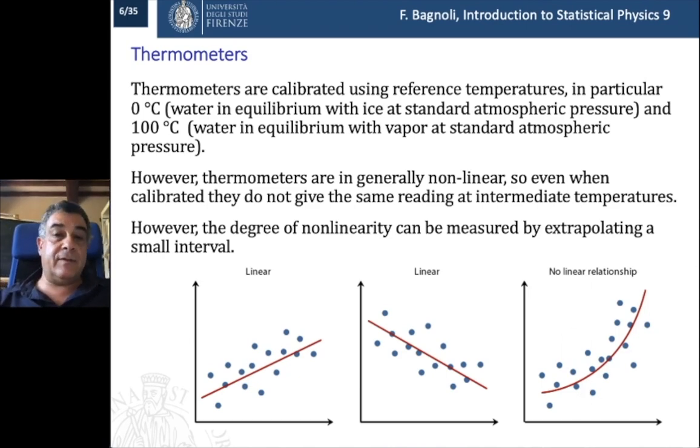This means that even though you have calibrated the thermometer at certain temperatures, in the middle you don't have the same reading. Clearly, you can detect the nonlinearity of a thermometer because if you put it in, for instance, mixed water, you can have an intermediate temperature, and you see that it is not linear, or by extrapolating the relationship linearly, you see if it deviates.